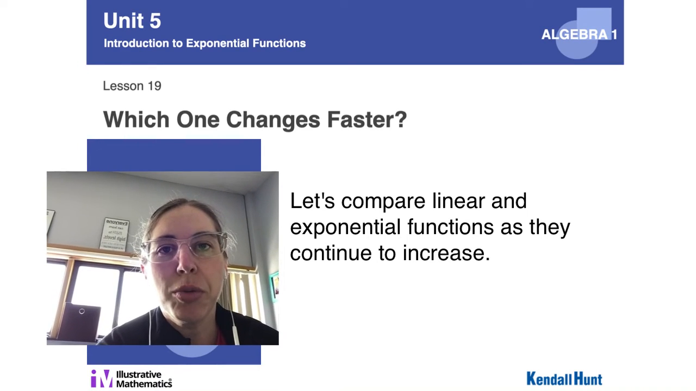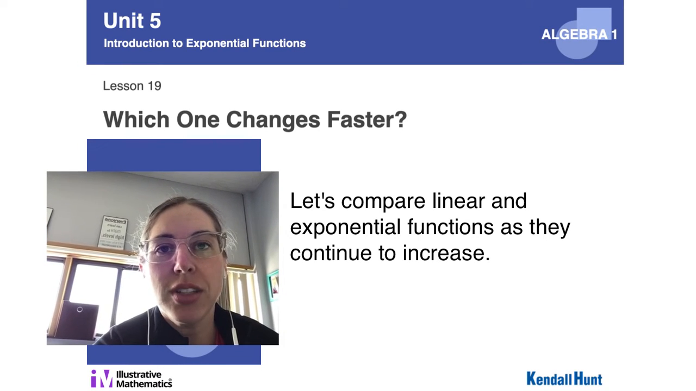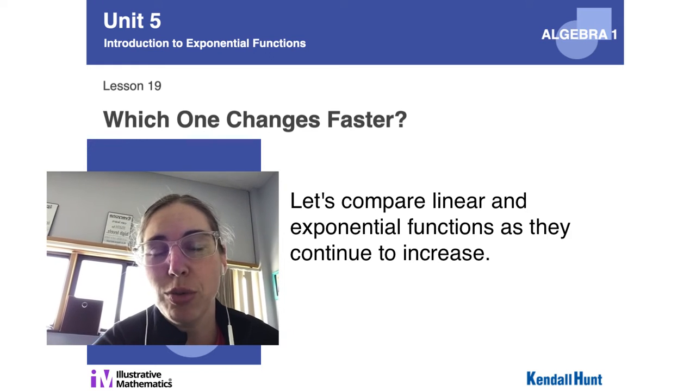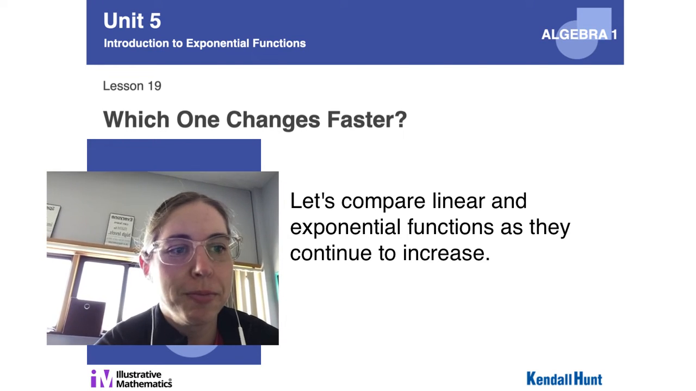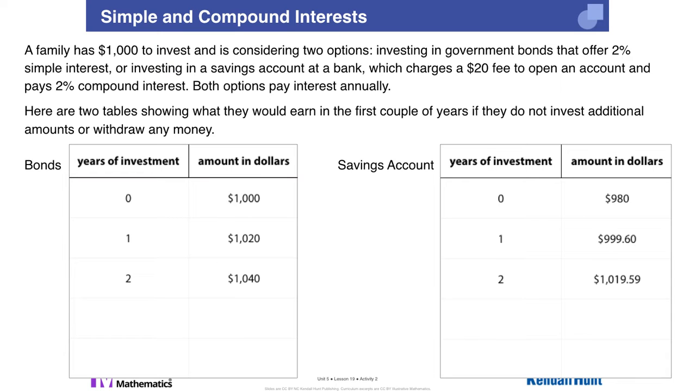Hi, Algebra 1. We're going to be working on lesson 19 here, and we're going to be focusing on compound and simple interest, looking at which one changes faster. In our first problem here, we have a family that has $1,000 to invest, and they're looking at two different options. Bonds that offer 2% simple interest, or a savings account, which charges a $20 fee and then 2% compound interest. Both options pay interest annually.